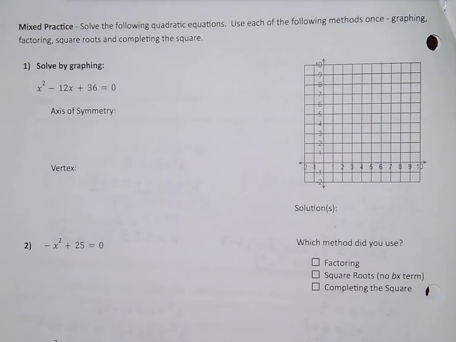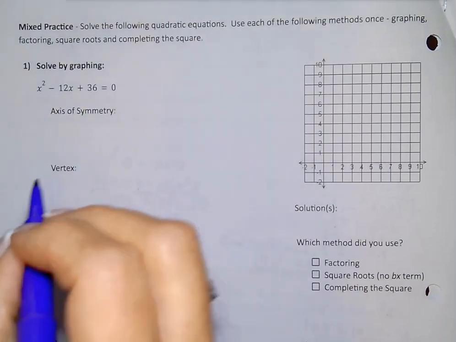So number 1, it says solve by graphing. Okay, I have the x squared minus 12x plus 36. If I'm solving by graphing, the first thing I want to do is find my axis of symmetry.